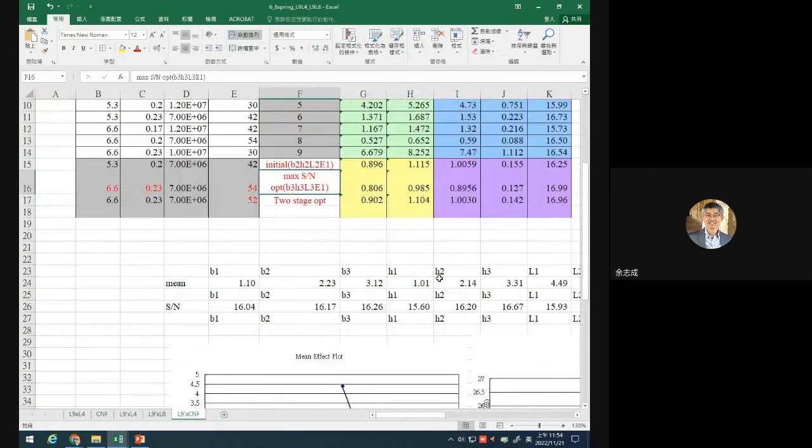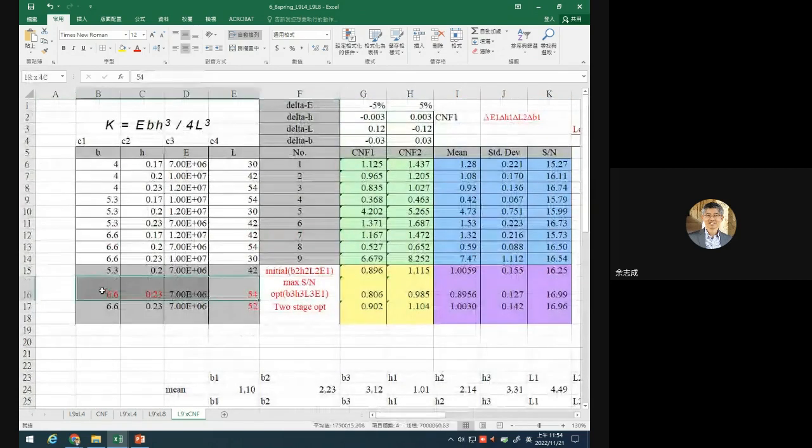From the first stage optimization, this is the combination, and what will be the SN ratio in this case? Let's try compound noise 1, compound noise 2, and this is the average output, this is the standard deviation, and this is the SN ratio. Let's look at this number carefully.